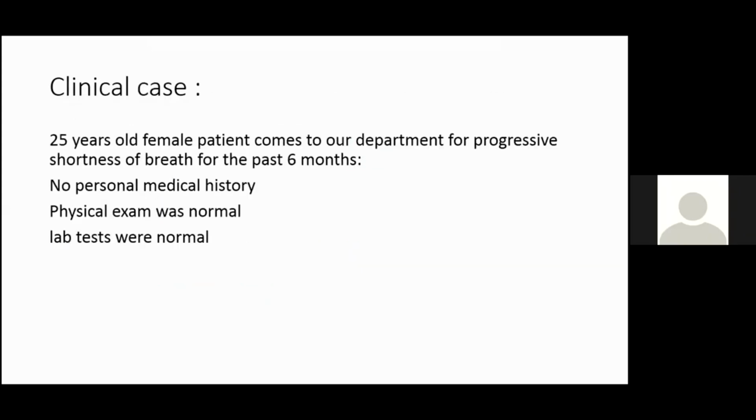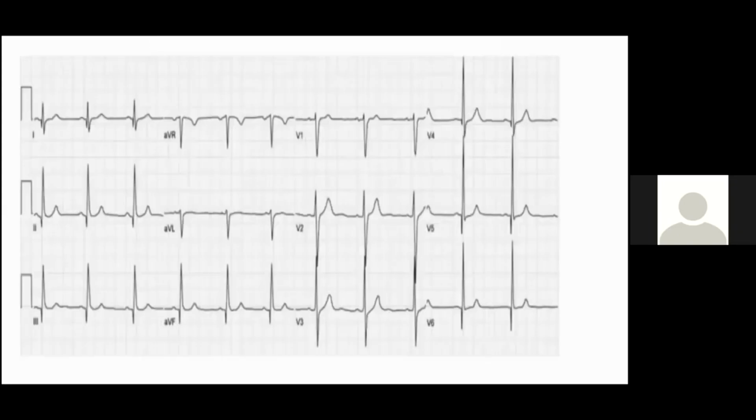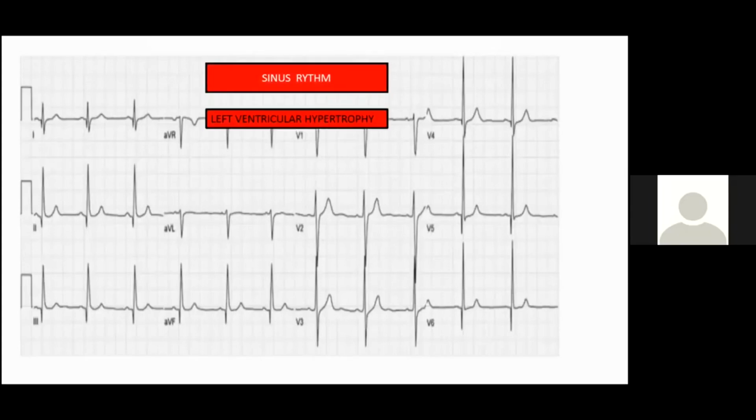Let's start with a clinical case. A 25-year-old female patient comes to our department for progressive shortness of breath for the past 6 months. She had no personal medical history. The physical exam was normal. Lab tests were normal. This is her EKG, which shows normal sinus rhythm, left ventricular hypertrophy, and asymmetrical septal hypertrophy with profound dagger-shaped Q waves in the inferolateral leads.